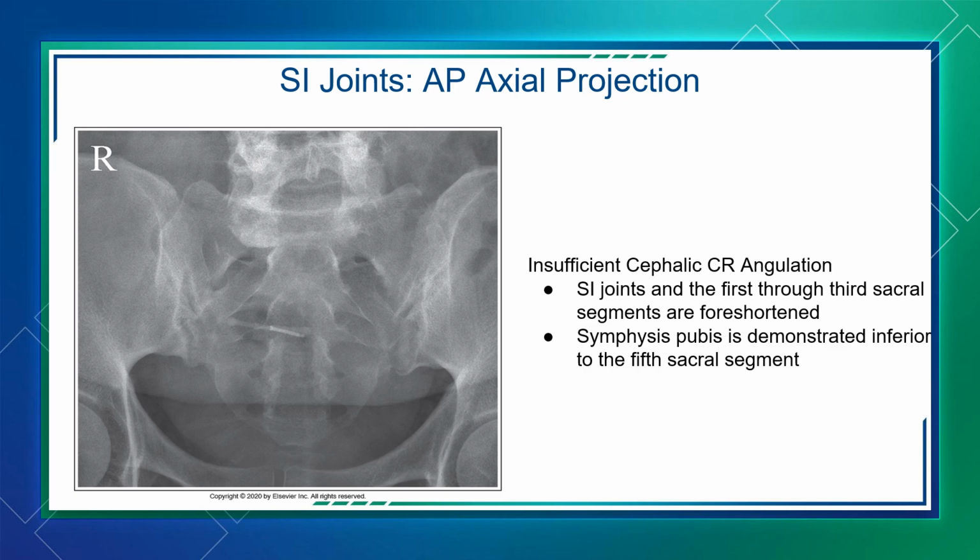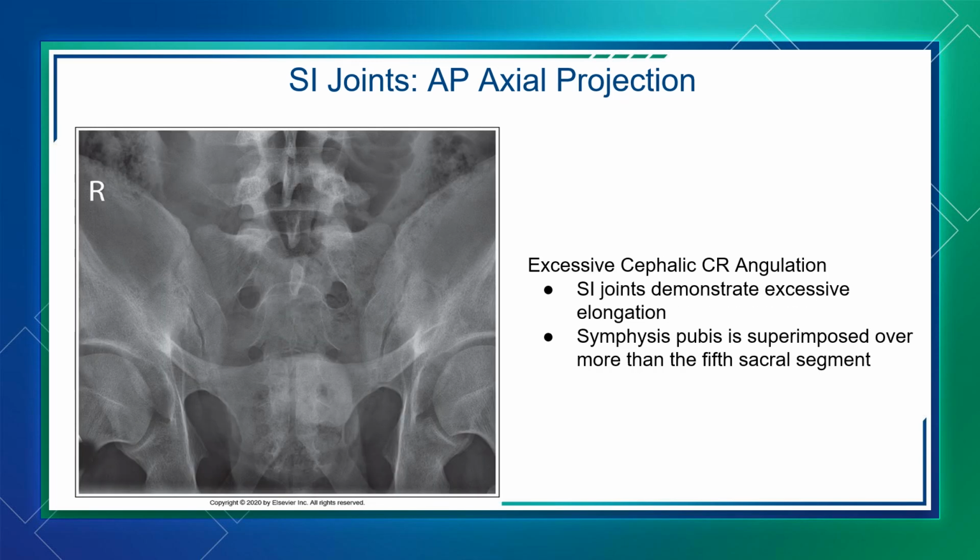I've not seen this as much as I've seen where we have an excessive central ray angulation, where the pubic symphysis here is actually superimposing both my SI joints. And, you know, students do remind me that they are utilizing the department protocol or the suggested Merrill central ray.